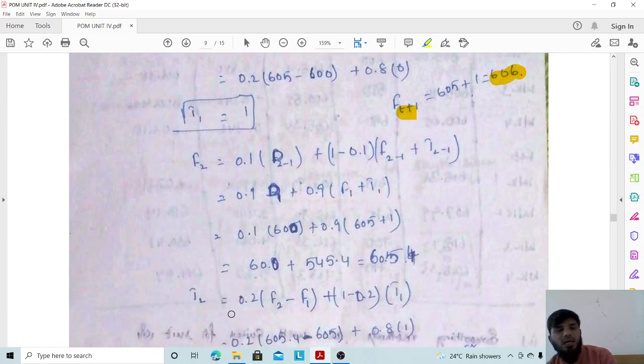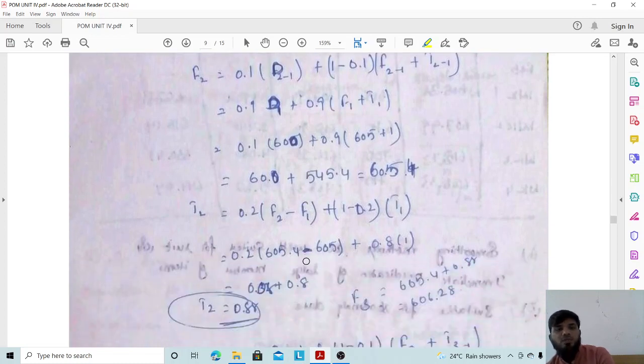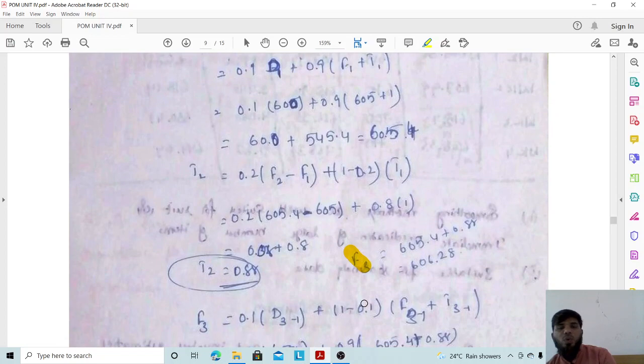Then you will find the trend: 0.2 of F2 minus F1 plus 1 minus beta into T1 value, which you have already found from here as 1. You have to take that value. In this way you are able to get the second trend factor, the trend coefficient. So when you add these two, you will get the forecast for the third week. In this way, step by step, you have to calculate again when you are trying to solve the forecast for the fourth week.